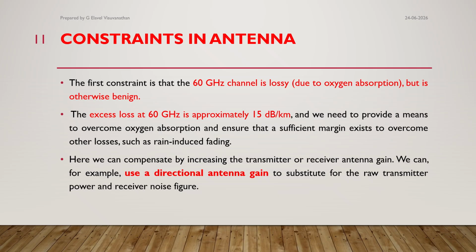However, we can compensate by increasing the transmitter or receiver antenna gain. For example, we can use directional antenna gain to substitute for the raw transmitted power and receiver noise figure. So here we are going to compensate by increasing the transmitter as well as receiver gain, and also by using directional antenna gain to substitute for the raw transmitted power and receiver noise figure.